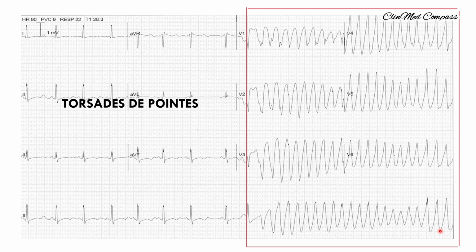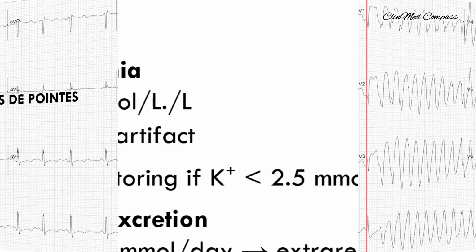Torsades de pointes is actually a French phrase for twisting of the points. It's a rapid and irregular rhythm originating from the ventricles. On ECG, like you see, they look like QRS complexes that are twisting around the baseline.